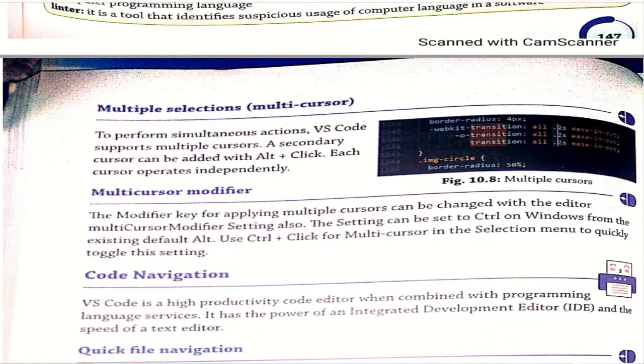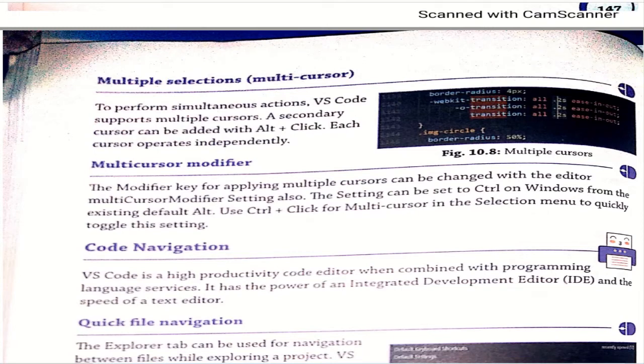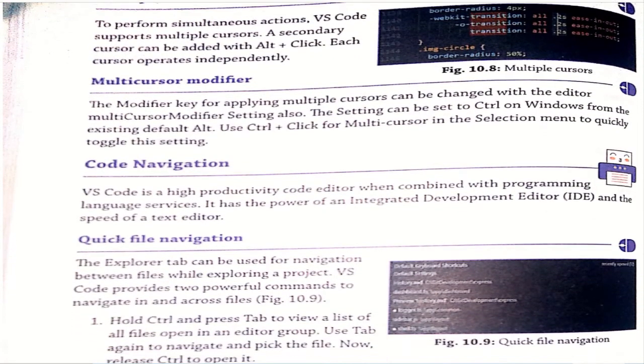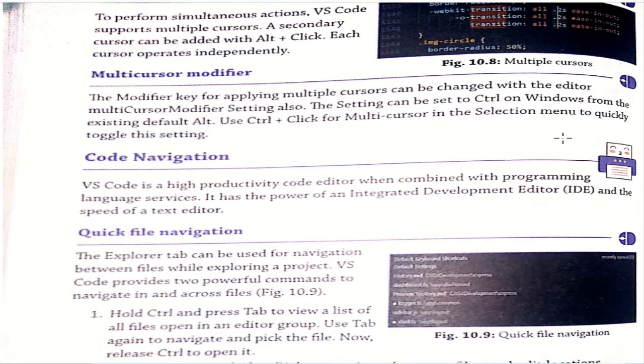Now next is multiple selection, multi-cursor. What is the usage of it? It is used to perform simultaneous actions, and Visual Studio Code supports multiple cursors. A secondary cursor can be added with Alt plus click. Next, the multiple cursor modifier. Applying multiple cursors can be changed with the editor multi-cursor modifier setting also.